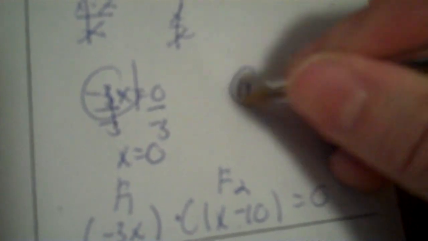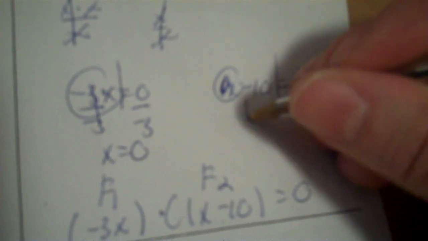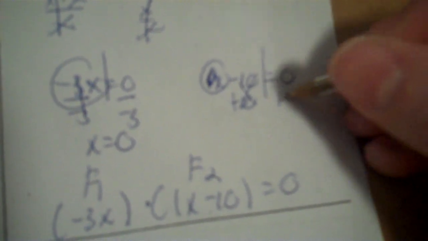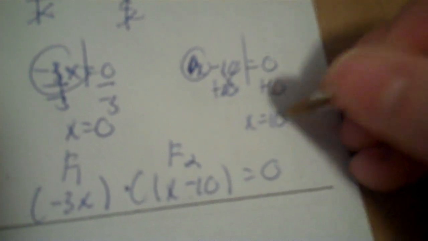So 1x minus 10. That's factored into two linear, a monomial and a binomial. So negative 3x equals 0, 1x minus 10 equals 0. So I divide by negative 3 here, and I get 0. Here I don't need the multiplier of 1, just get rid of it. Add 10 to both sides, and x equals 10.